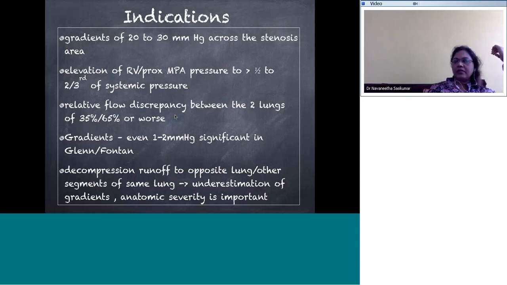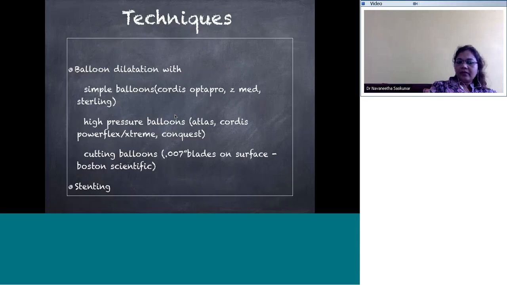And some things which you have to note, which I'm sure most of you would be aware of, is that even smaller gradients are significant in low flow settings like the Glenn and Fontan. And sometimes even in the two ventricle circulation, the gradients are not reliable because of the decompression runoff to the opposite lung or other segments of the same lung. So, anatomic severity is also important.